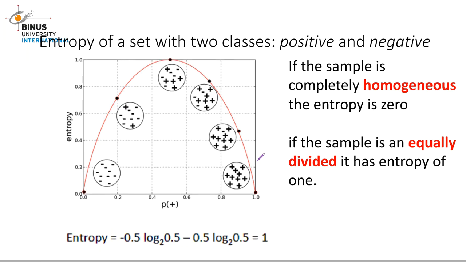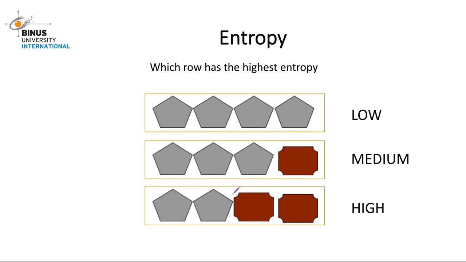So this is how we read the entropy. If the sample is completely homogeneous, the entropy is 0. If the sample is equally divided, it has entropy of 1, the highest. This is equally divided. This one is homogeneous. This one is also homogeneous. Now you try: which row has the highest entropy?